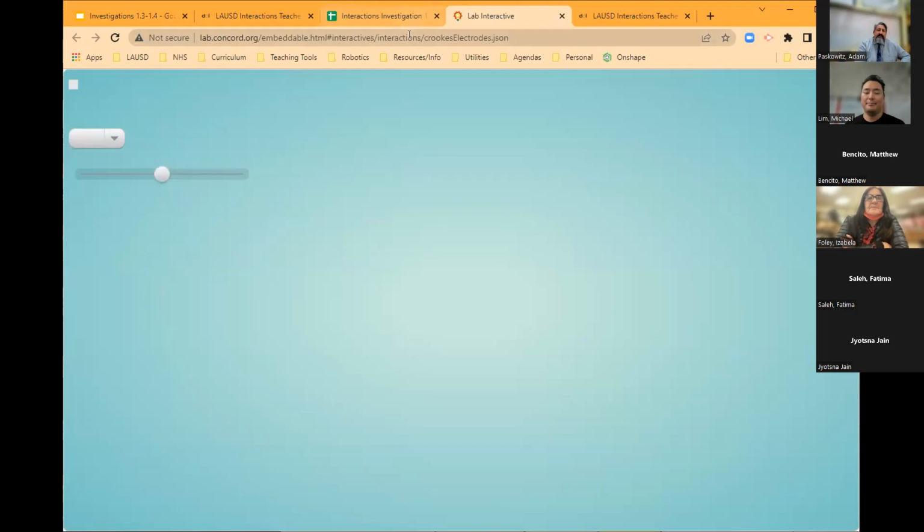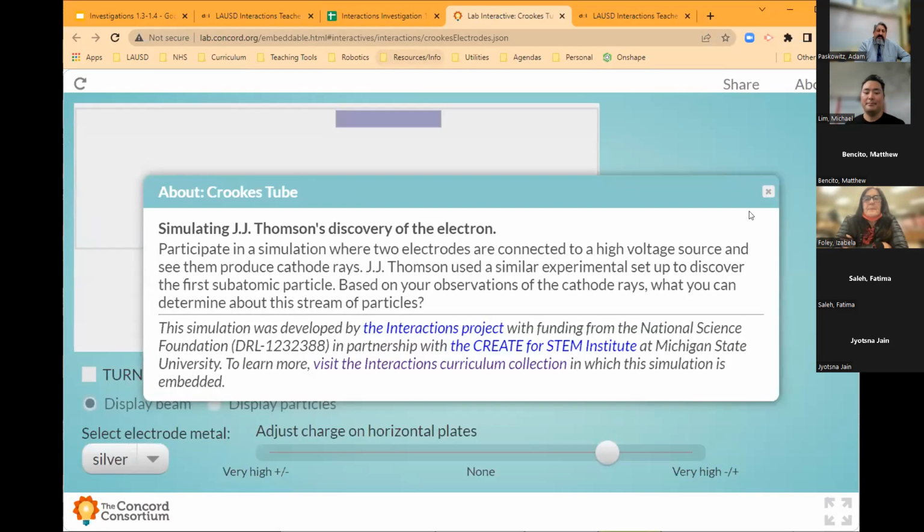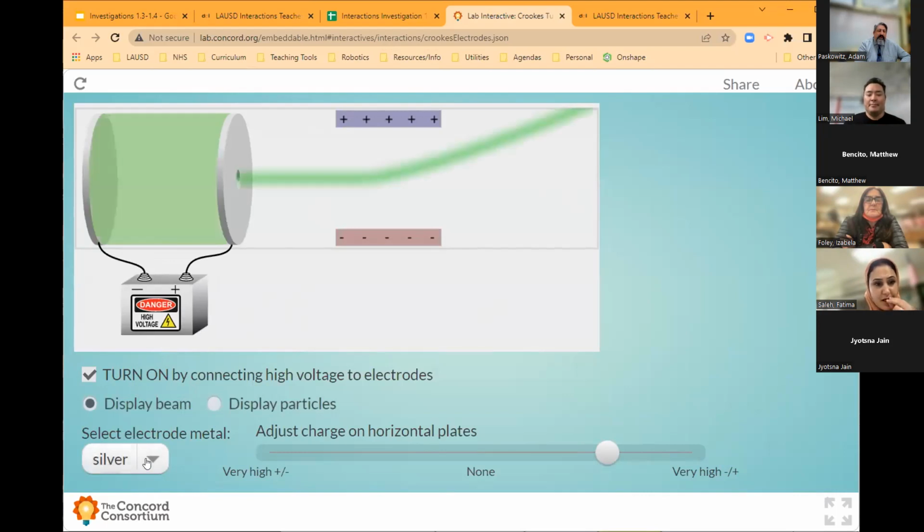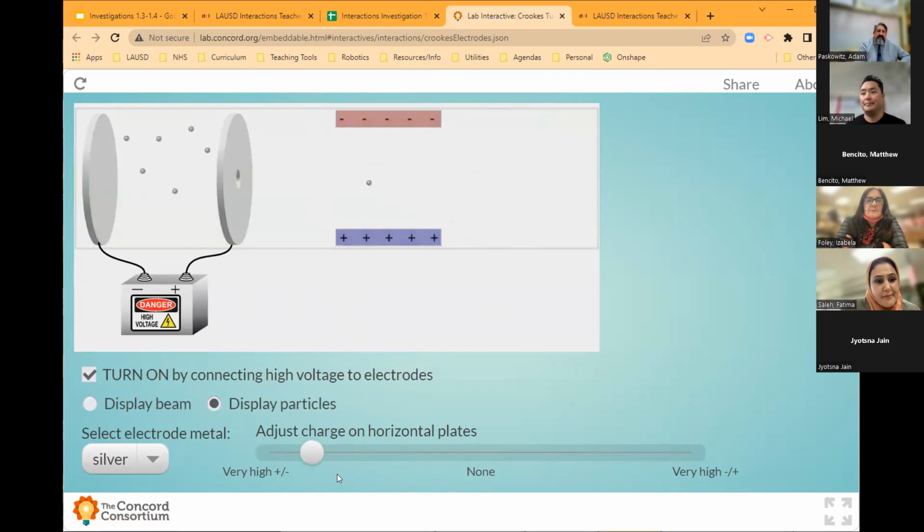simulations of the cathode ray tube itself. And this talks about J.J. Thomson's discovery of the electron. So here we have a simulated cathode ray tube, and no matter what electrode they use, they find out that the behavior is the same because the electrons are the same no matter what atom they're in. And we can see that the strength of the charge on the charged plates above and below the ray causes the ray to bend relative to the charge.